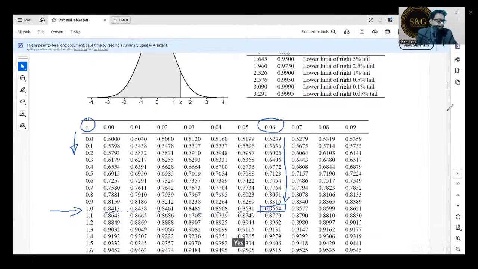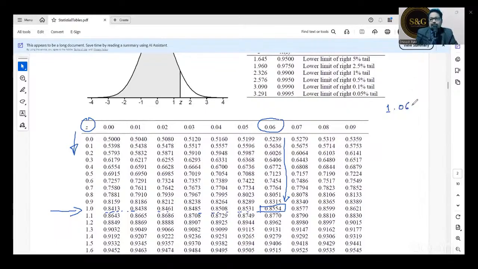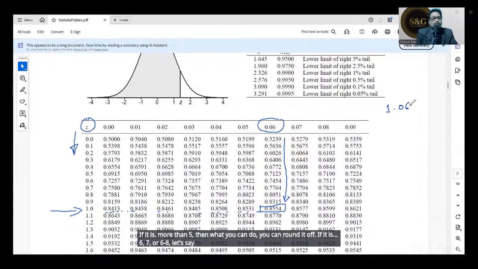Yes, everybody got it? What was the value? Was it 1.0666? If it is more than 5, then you can round it off. If it is 6.7 or 6.8, let's say for example, what was the actual value? What was the third digit after 0.6?